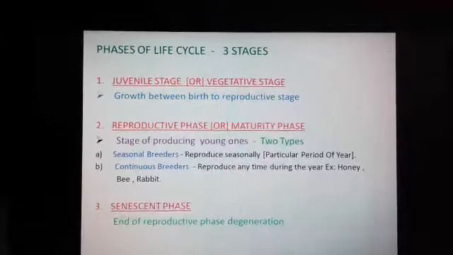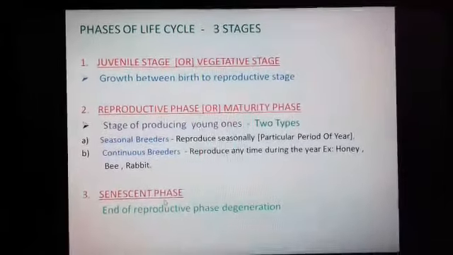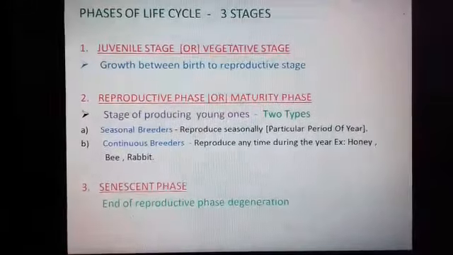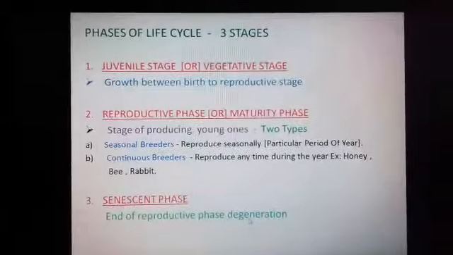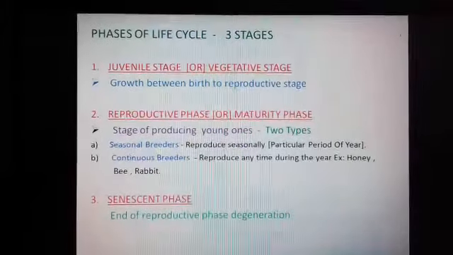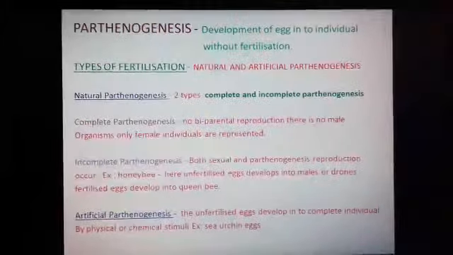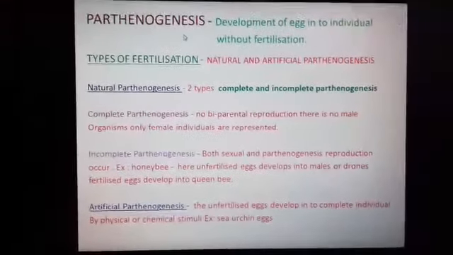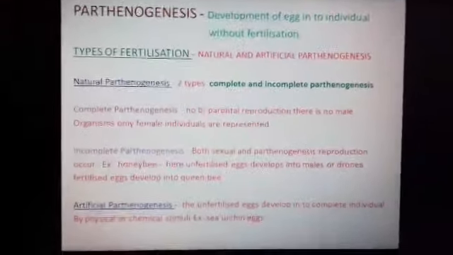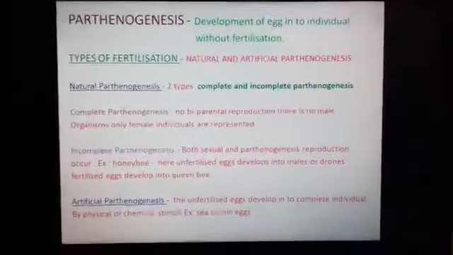The third phase of the living thing is the senescent phase, which is the end of the reproductive phase, and once and for all the degeneration starts with the living organisms. The next topic is about parthenogenesis. What is parthenogenesis? What is the difference between sexual reproduction and parthenogenesis?